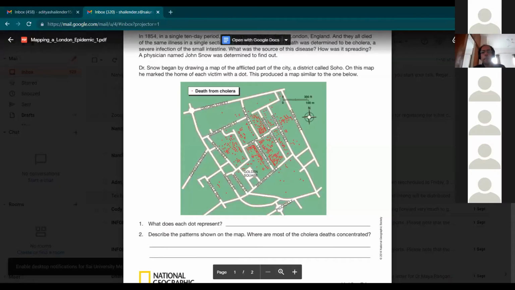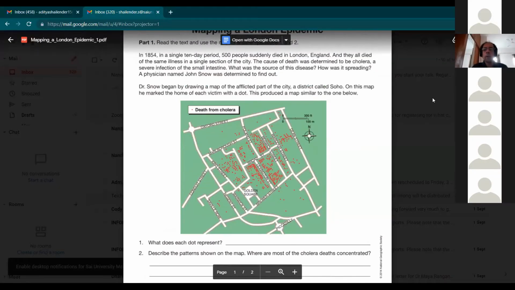Okay, let me share my screen again. So you see, this is the same map as earlier, but now we've plotted these as dots, not stacked. And you get the same basic answer: around Broad Street, the density of deaths is quite high. In fact, if you look at Oxford Street, there are very few deaths.